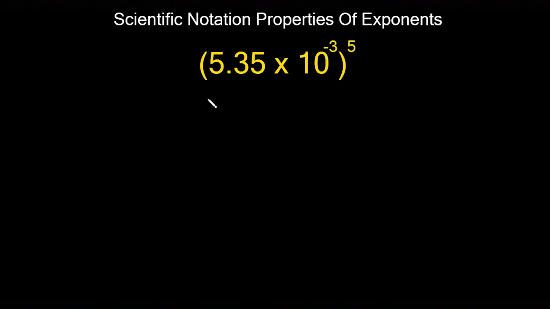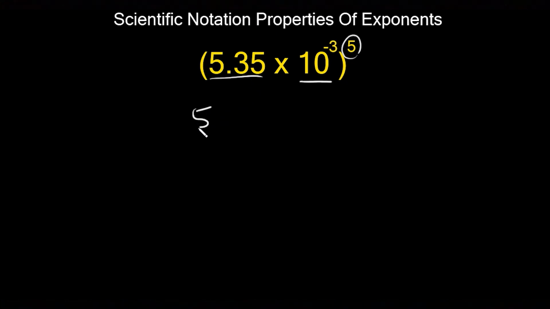So here's my next example, and this one's a little bit different than the multiplication problems and the division problems because this is a power to a power. So essentially what you have to do here, you have to take this exponent of 5 and apply it both here and here, okay? So essentially you're going to do 5.35 to the power of 5, and we're going to see what we get. And then we're going to take care of this power right here after, okay? But let's take care of m first. I'm going to do 5.35 to the power of 5.